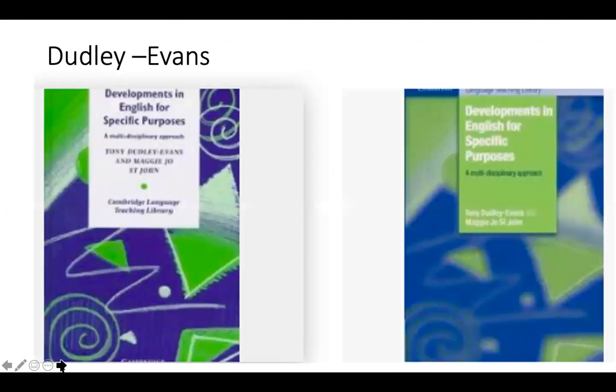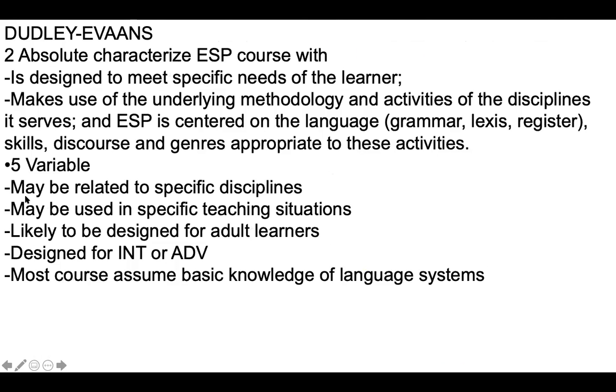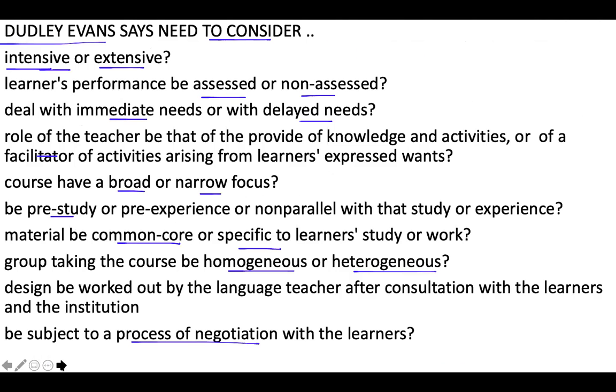And then Dudley Evans elaborated further still. They've got 5 variables as opposed to only 2, saying that, yes, same as previously Strevens, that it is specific to the discipline or the vocation or the industry, and specific to, in certain teaching situations, what you can teach, but also that it's usually for adults or intermediate to advanced, and that we assume that people already have a good level of English. And then we looked at what things to consider in order to have a successful ESP class.